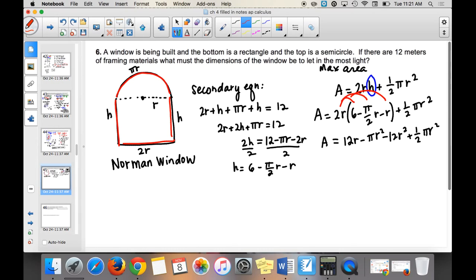So we can actually combine. Oh, did I mess something up? I think I'm good. Instead of 12r squared, did I write 12? Oh, darn. Minus 2r squared, thank you.